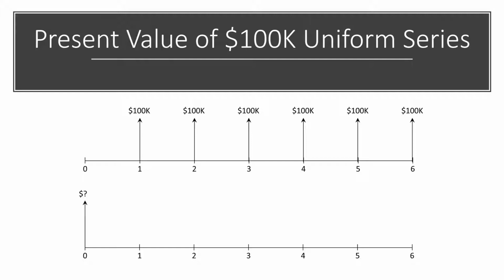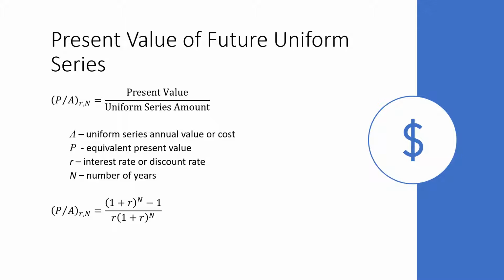And there is a function that we can use. Well, it's not actually that hard to find these, but we can come up with a P over A factor. So in other words, you multiply the annual expense, in this case 100K, times P over A, and you're going to end up with the present value of that. And here is essentially the function. And again, R is the discount rate and N is the power.